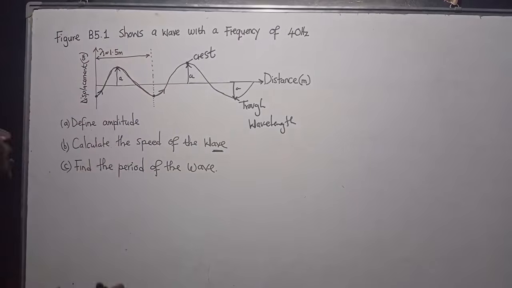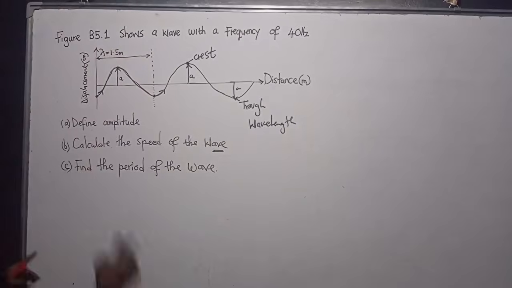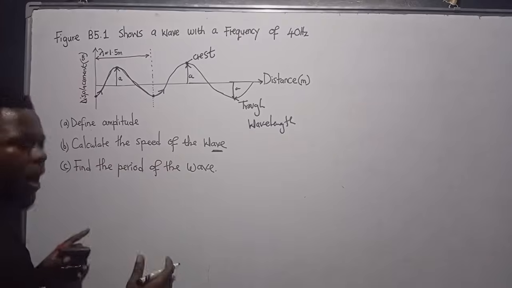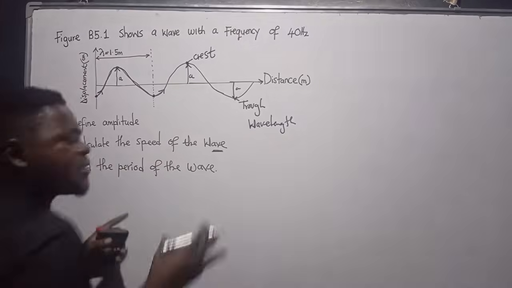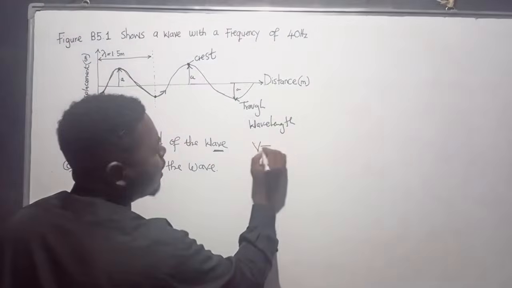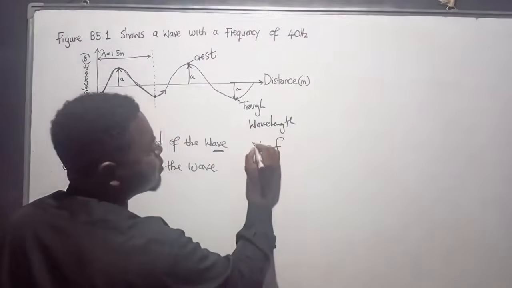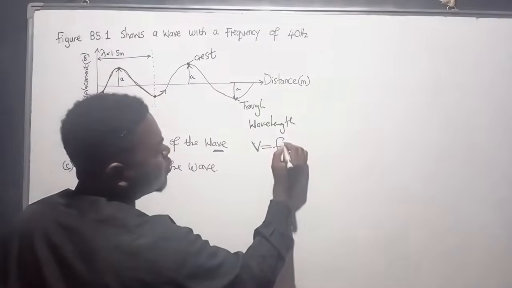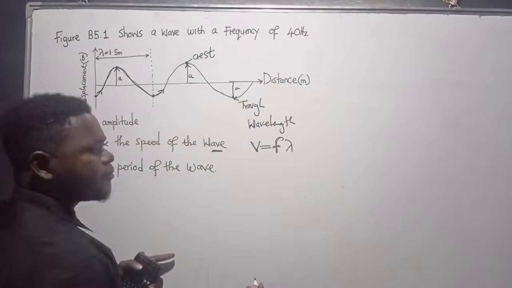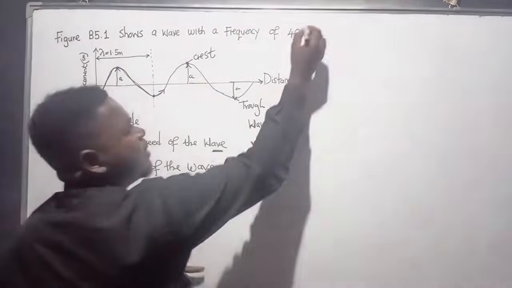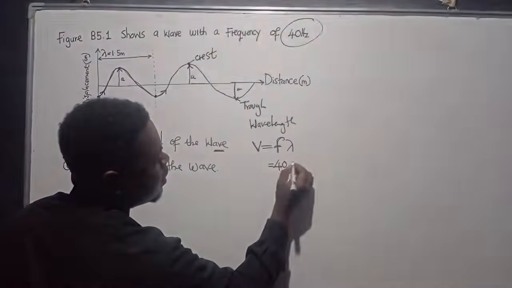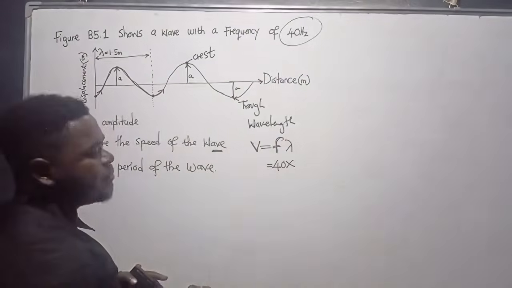So that is wavelength. Now, this question that is here, calculate the speed of the wave. How do we calculate the speed of the wave? You understand there is only one equation under wave motion, where we say velocity is equal to frequency multiplied by wavelength. Do you have frequency? Yes, we've got that frequency, which is what? 40, which is multiplied by what?